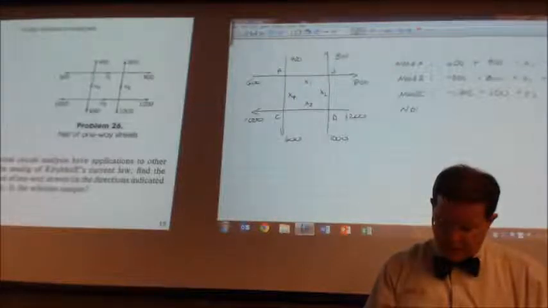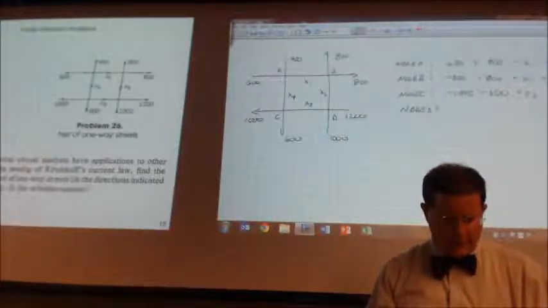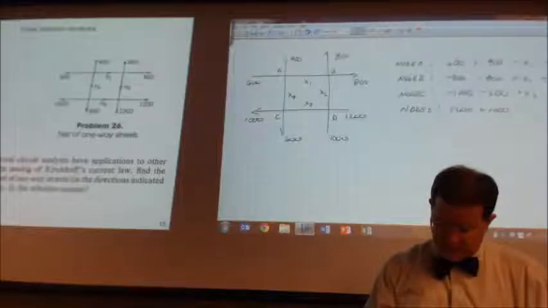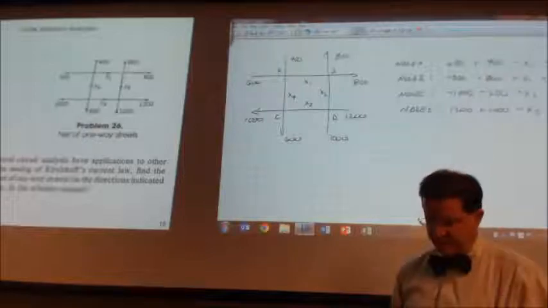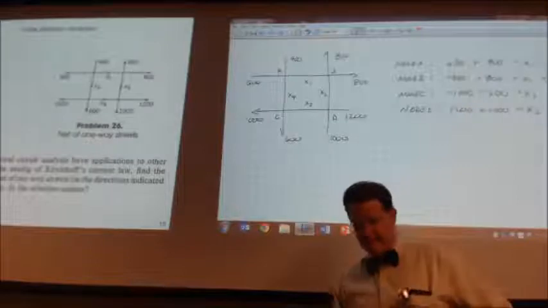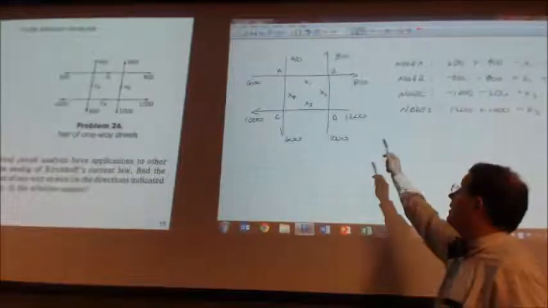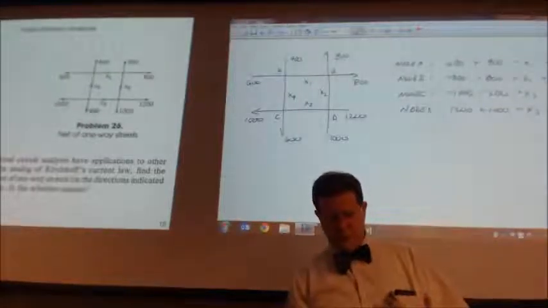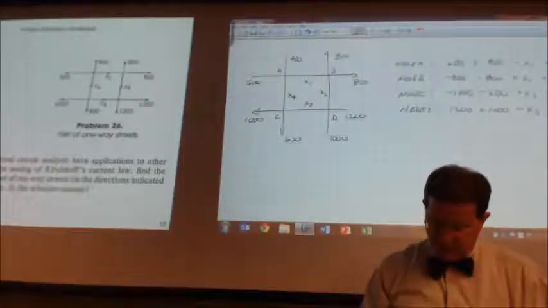And then node D is going to be what? We've got what? 1,200 plus 1,000 minus x3 minus x2 equals 0, right? Okay, so this is what's happening in our nodes, but that's not a form that we're going to use for doing our series of equations, right?